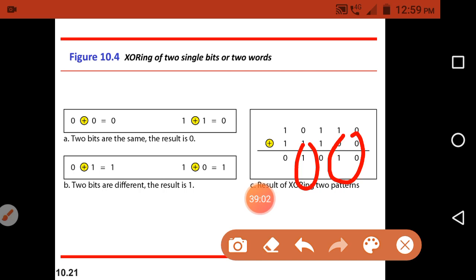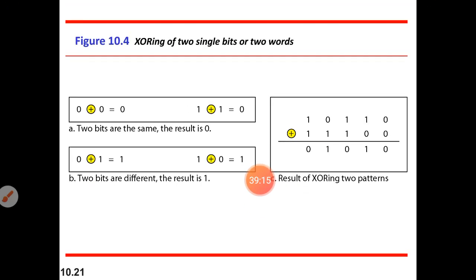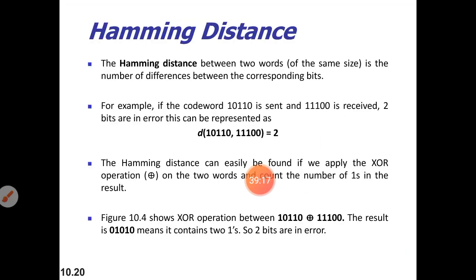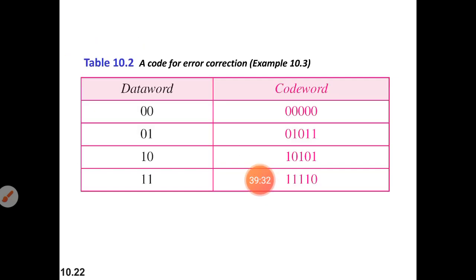Okay, so in this way you need to calculate the Hamming distance. Hamming distance is the number of differences between the corresponding bits. And how do we calculate it? By applying the XOR operation between those two code words, and you need to count the number of ones in the result. That number of ones represents the Hamming distance. So this is all about the Hamming distance.